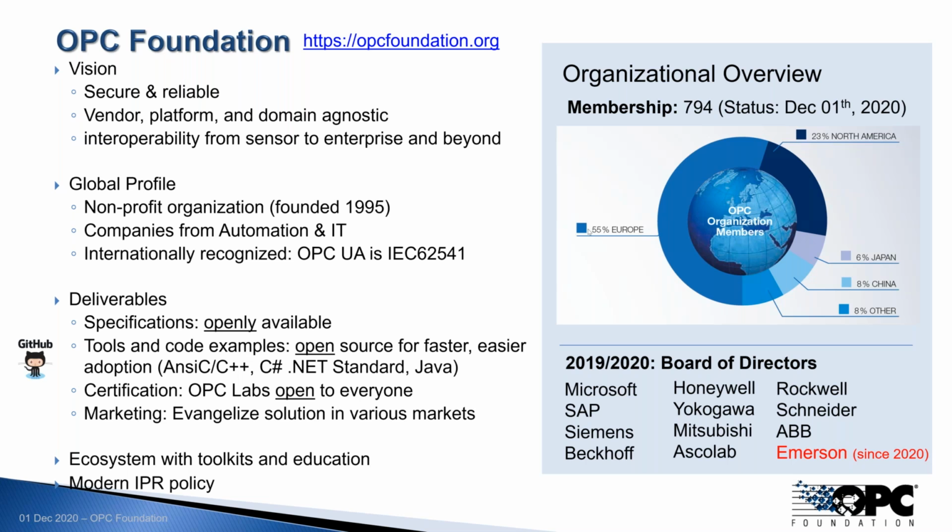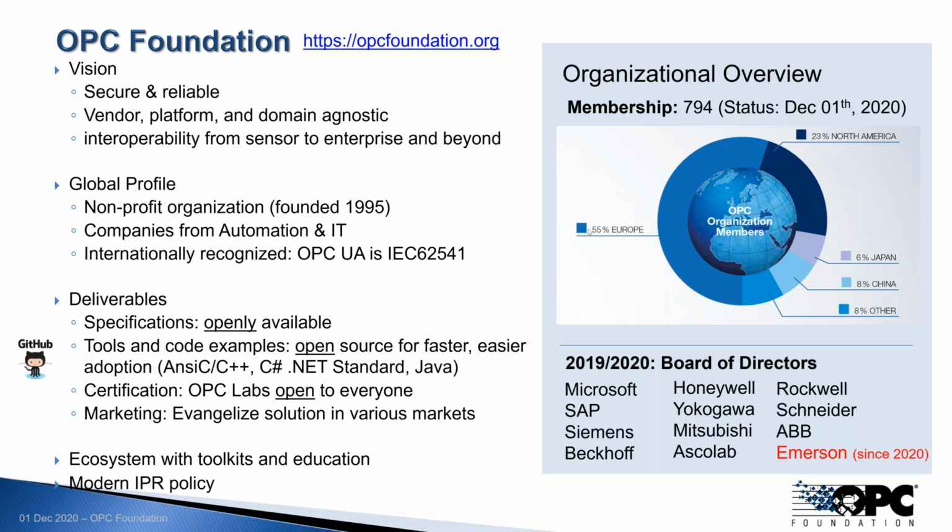The O from OPC Foundation stands for openness, which means specifications, once they are released, are available to everybody. You don't have to be a paying member. Sample code is available on GitHub as open source, and also the certification labs are open to everybody. You don't have to be a paying member of the OPC Foundation. Obviously, you have to pay the daily fee.